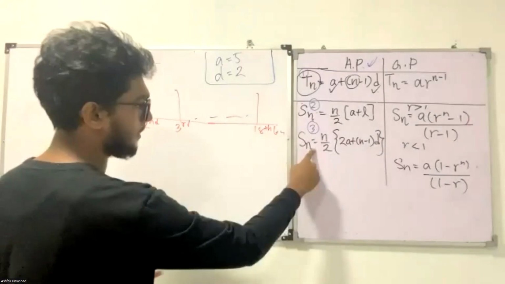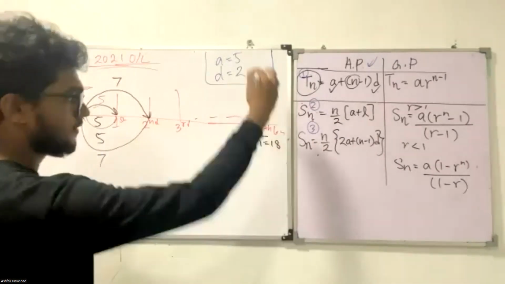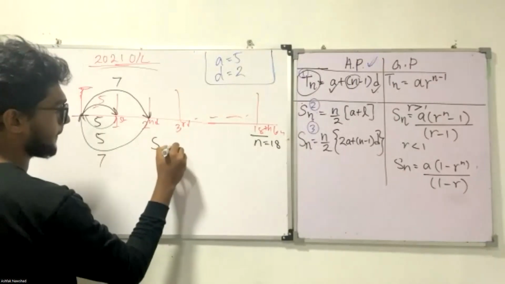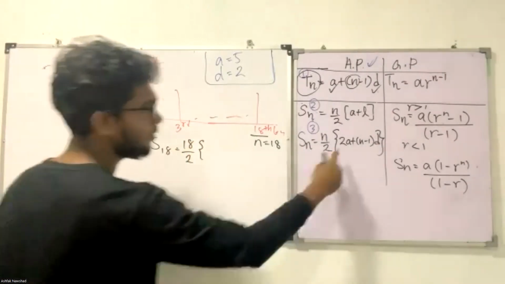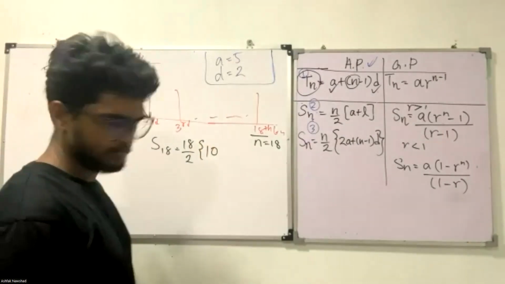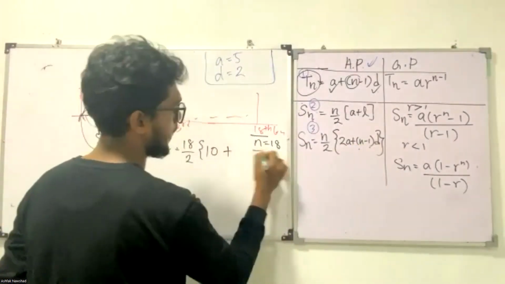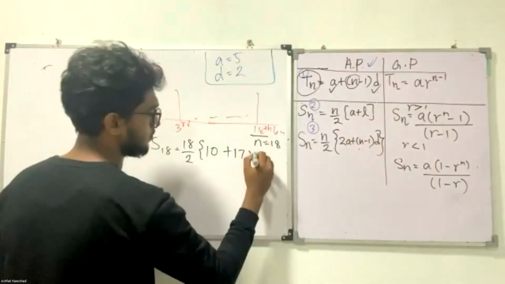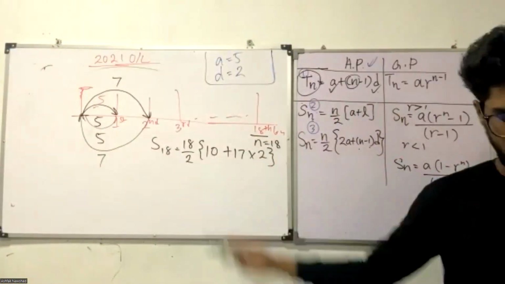We have to take the sum. There are 18 bushes. So n is 18. We'll take S18 and multiply it by 2 and check the answer. S18 equals n over 2 into 2a plus n minus 1 into d. So n over 2 is 18 over 2, into 2a. Here a is 5. What is 2a? 2a is 10. Plus n minus 1. Now n is 18. 18 minus 1 is 17. Into d. d is 2. Are the substitutions clear? Substitutions are okay, right?